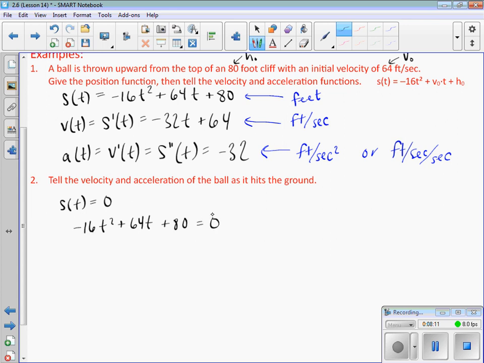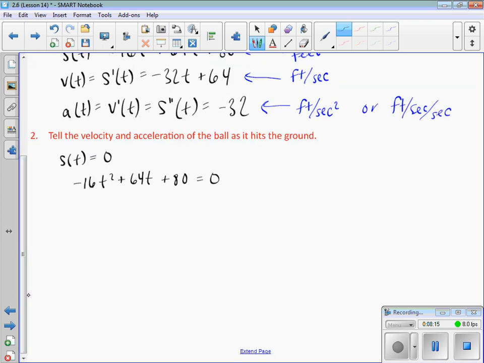What comes out of all of those numbers? 16. So I'm going to divide everything by negative 16. So this just turns into what? T squared. Divide this by negative, and it's going to become a negative 4t. And then how about this one? Minus 5. 80 divided by negative 16.